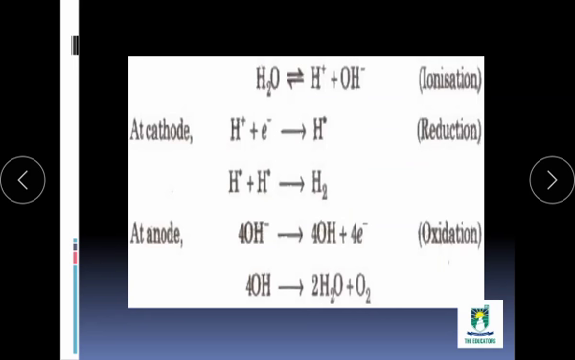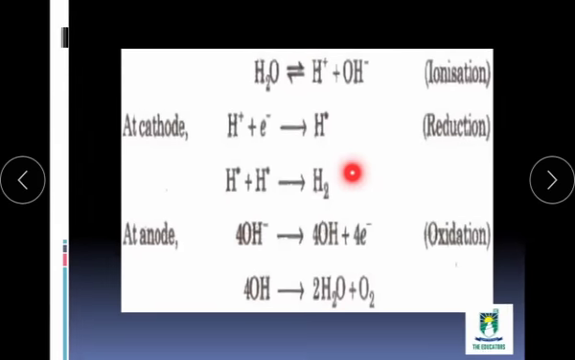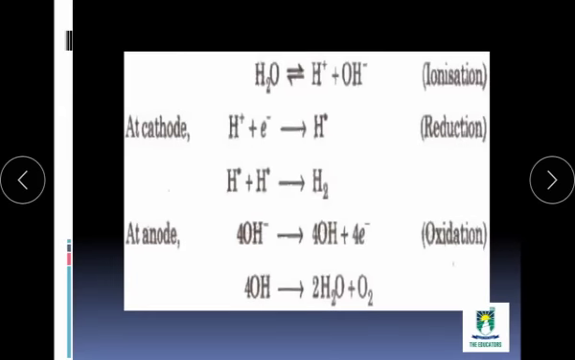So what are the reactions which will occur at the cathode, and what are the reactions which will occur at the anode? As I told you, H positive, as it is positively charged, will move towards the cathode, and OH negative will move towards the anode. At the cathode, reduction always takes place. Reduction means the gain of electrons. So this H positive will take that electron and convert into hydrogen gas.